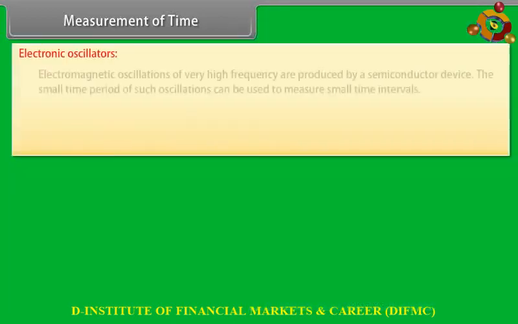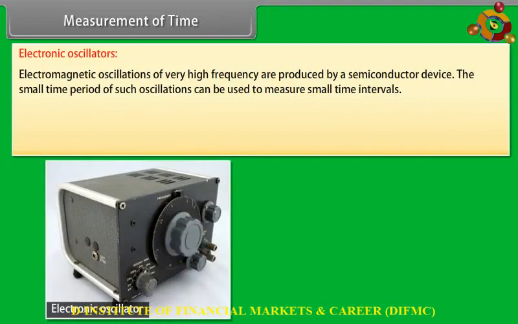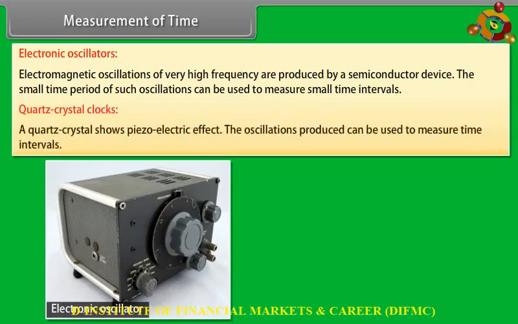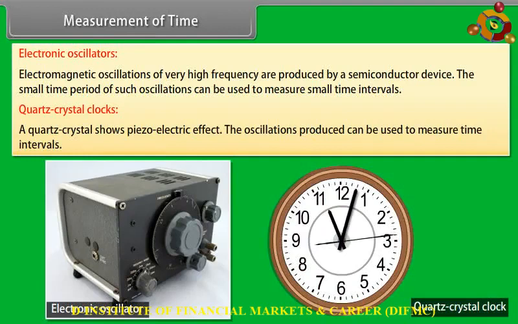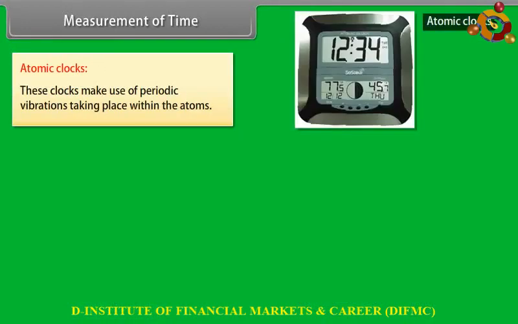Electronic oscillators. Electromagnetic oscillations of very high frequency are produced by a semiconductor device. The small time period of such oscillations can be used to measure small time intervals. Quartz crystal clocks: a quartz crystal shows the piezoelectric effect. The oscillations produced can be used to measure time intervals. Atomic clocks: these clocks make use of periodic vibrations taking place within the atoms.